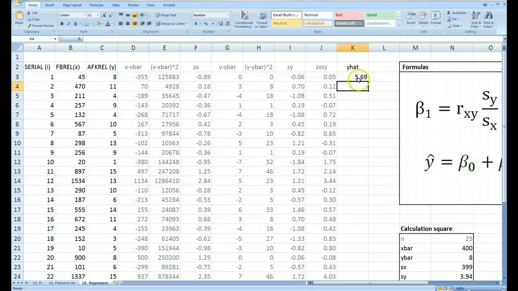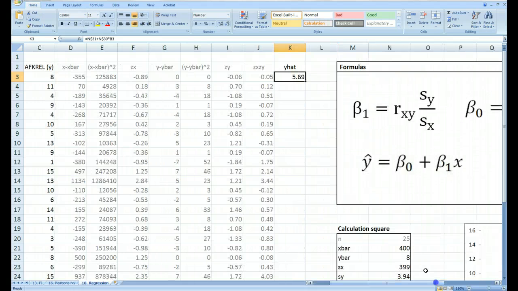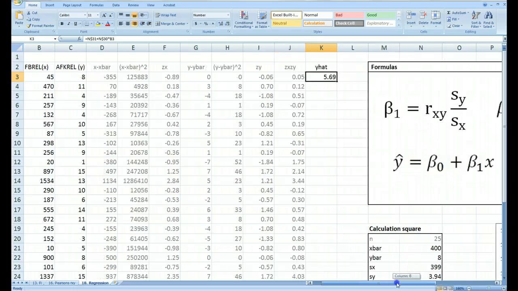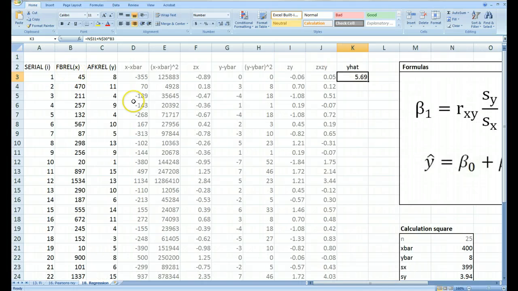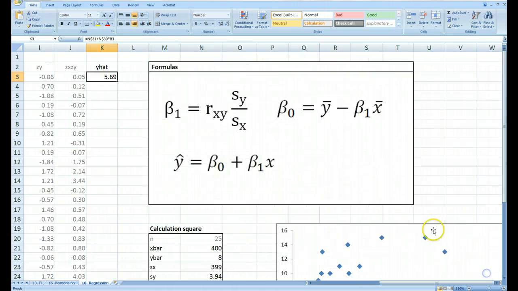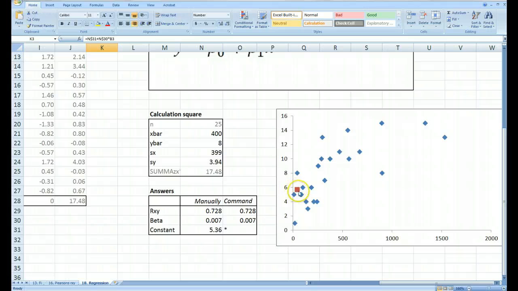So I hit enter and I get our first prediction, which is 5.69, which means when a person has 45 friends on Facebook, we predict that they will have 5.69 friends in their real life, in their AFK life, and that shows up as a little predicted dot right there. And you see it seems to be in the middle, but we need to create a line from this, so we're going to need more predictions.